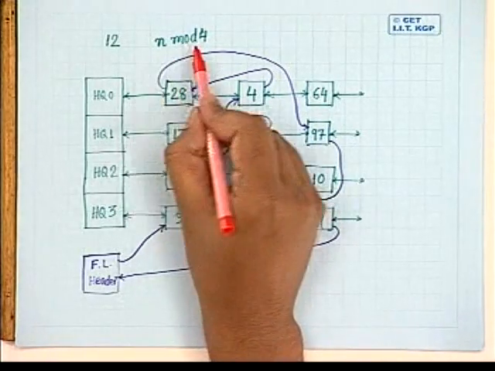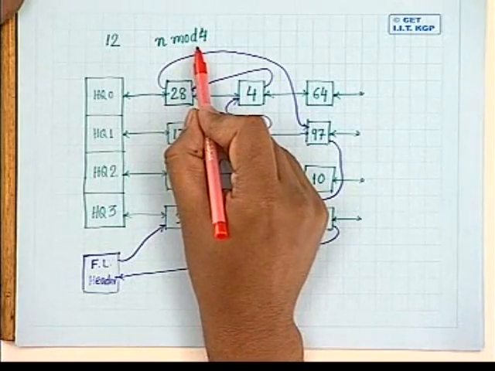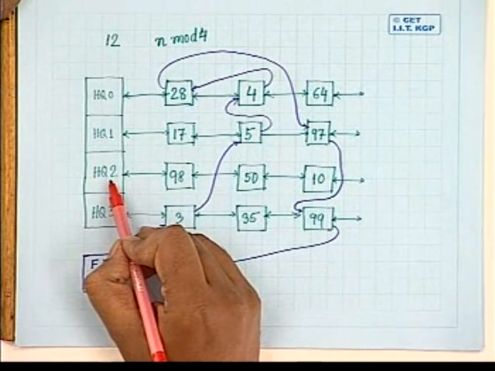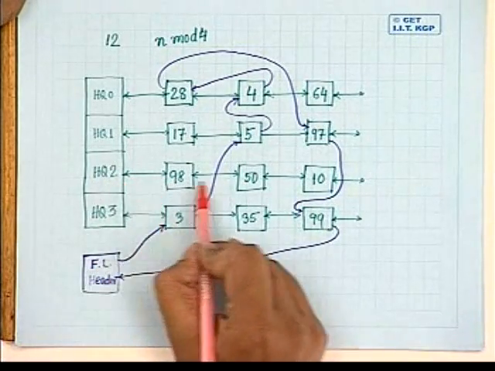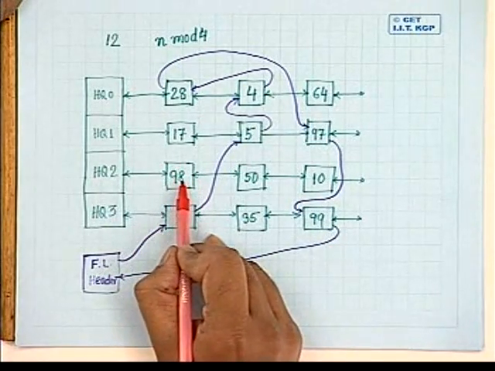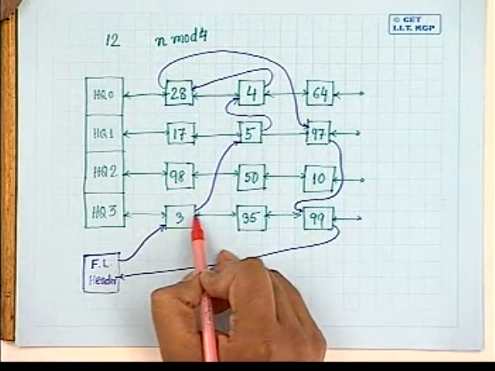immediately 98 mod 4, this mod function, will be computed. After computation of this mod function, you find that block number 98 should belong to hash queue 2. So the kernel just checks hash queue 2, and here it finds that block number 98 is present in the hash queue. But it is not present in the free list.